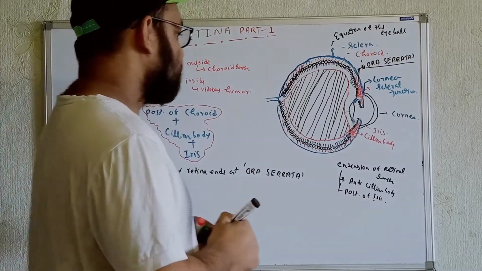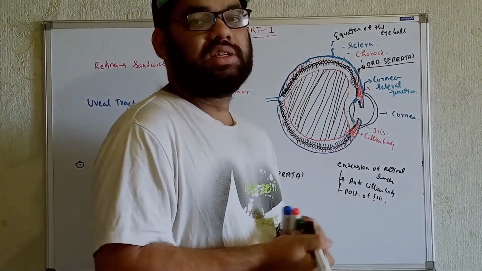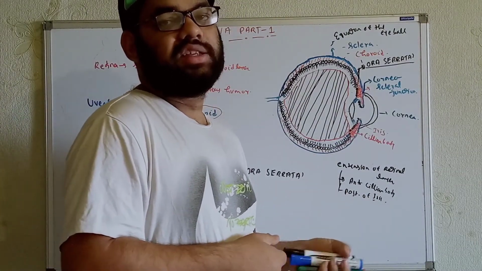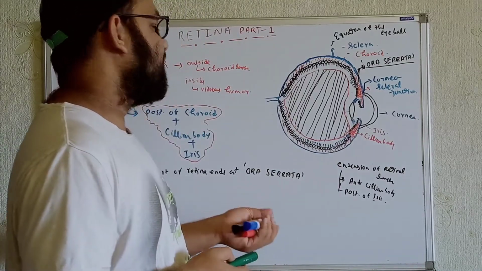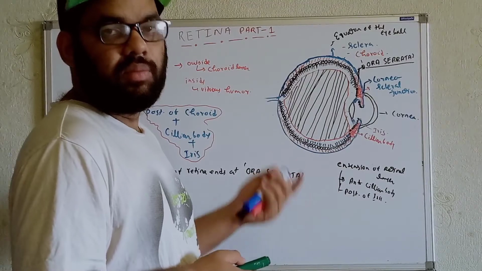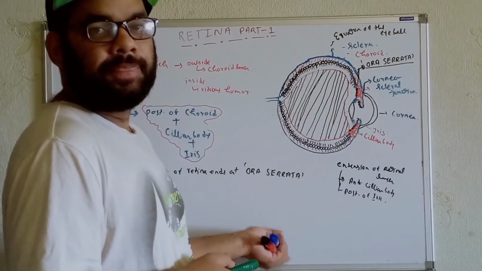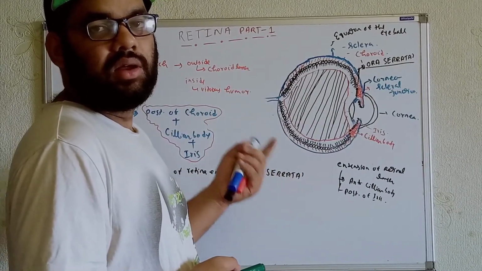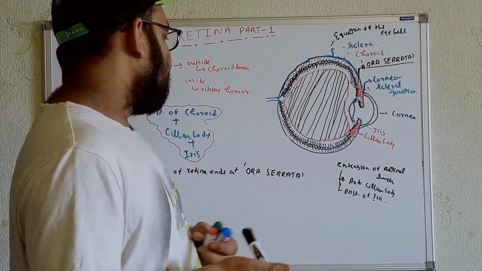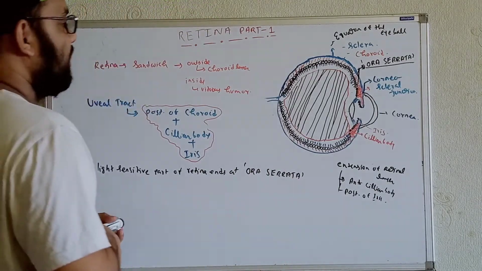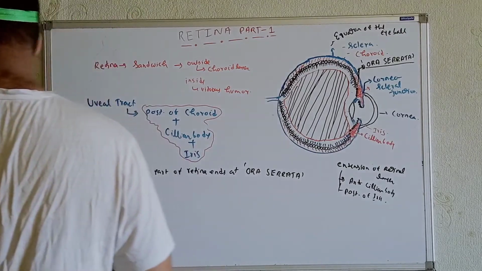For this we need to know the embryological aspects of the retina, how the retina is developed. Basically, the retina is part of the central nervous system from the embryological aspect. So how it is formed, we need to know first. From the embryological aspects, what type of thing will we get over here?